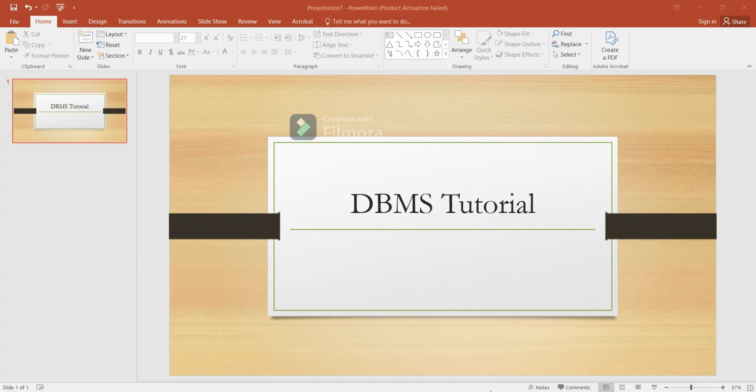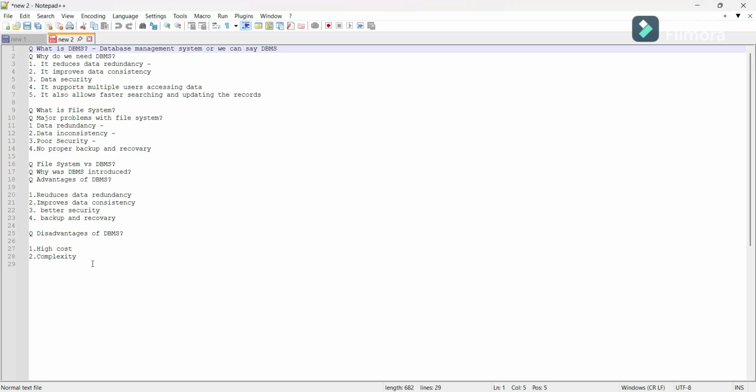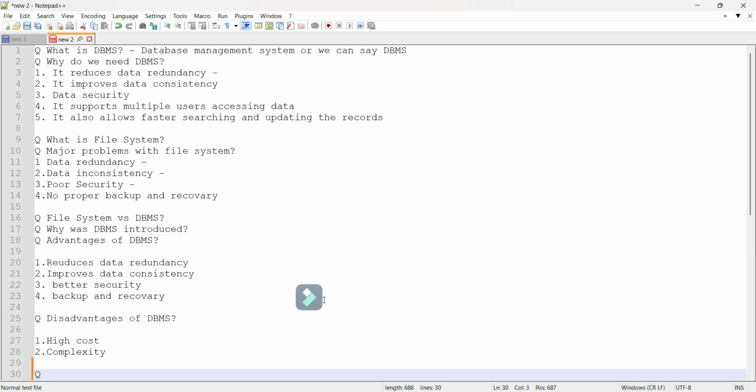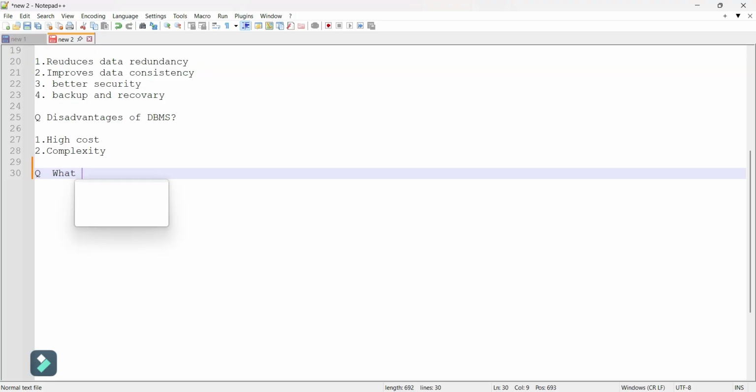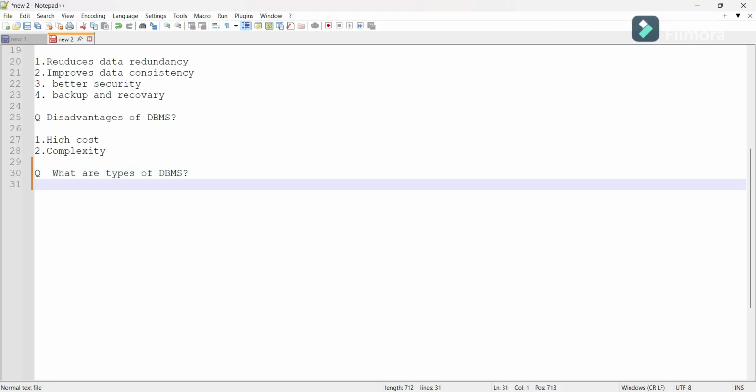Okay, so let's discuss what are the types of DBMS. Basically, DBMS can organize and manage data in different ways depending on the application requirement. Based on how the data is stored and related, DBMS is mainly classified into four types. Number one is hierarchical.